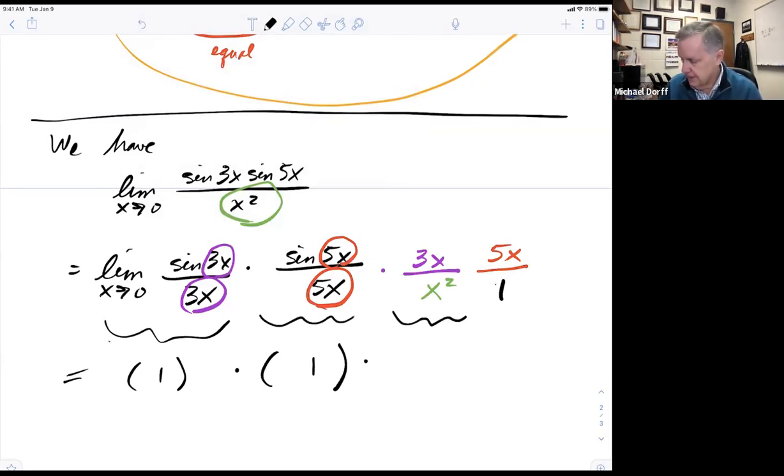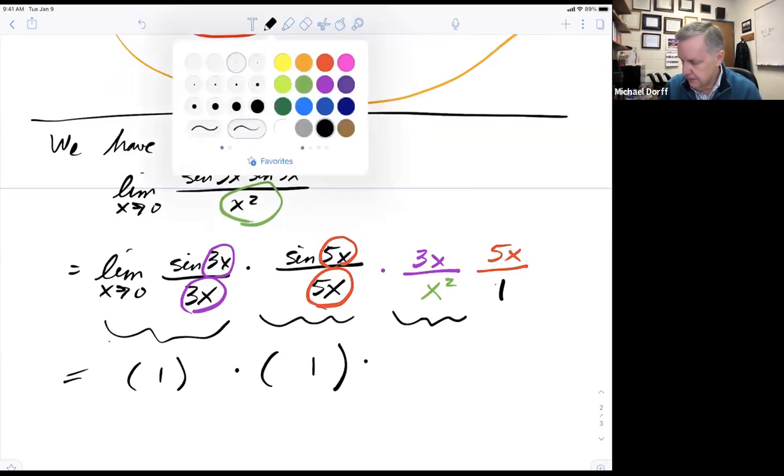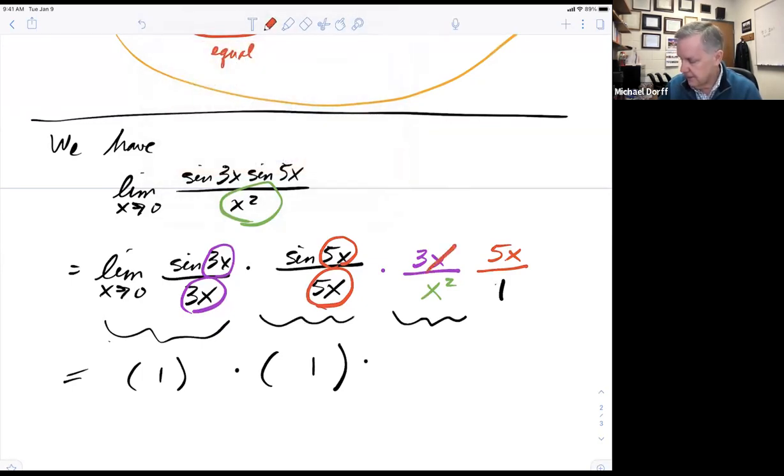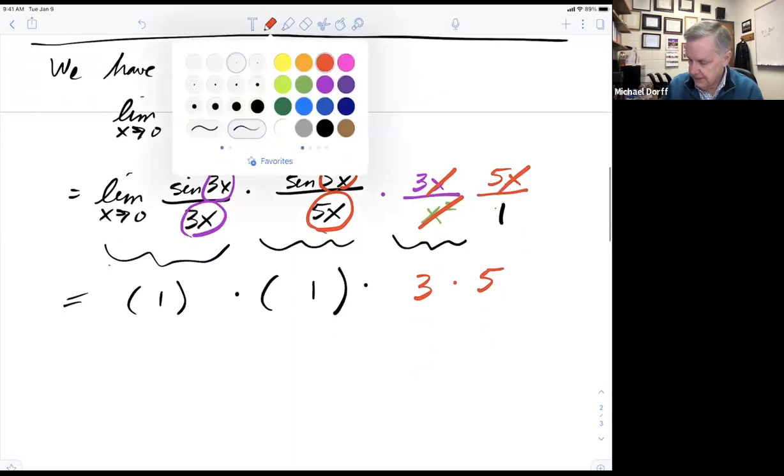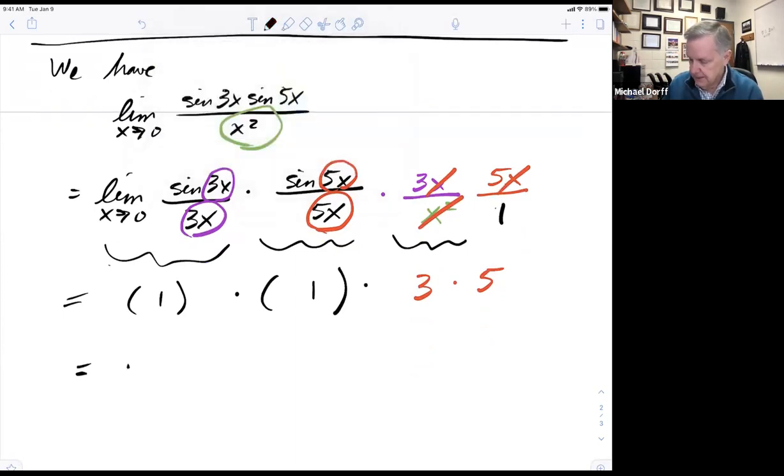What happens when I reduce, when I get to this part, 3x over x, in red here, we've got an x on the top, an x on the top, and that cancels out with those x's there. And so I ended up with a 3 on the top and a 5 on the top. And so when I simplify all that together, I get 15.